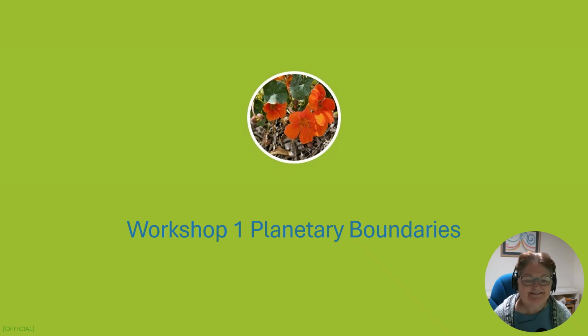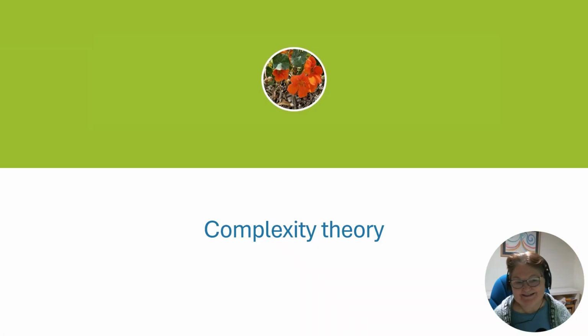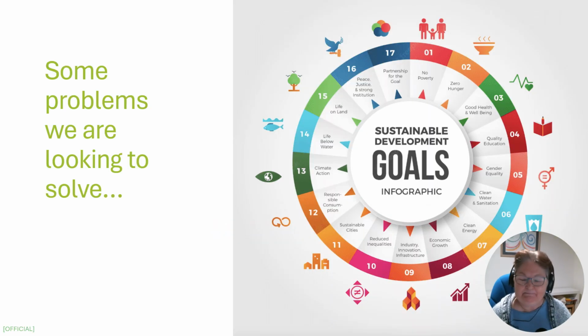Hi everybody. Next section of workshop 1 is complexity theory. So, in the world, we are trying to solve some problems that are quite what we call complex. I'm sure you've seen the Sustainable Development Goals before. How are we going to solve climate change? How are we going to solve clean water and sanitation, or poverty, or having a quality education for every person? These are complicated and complex problems.